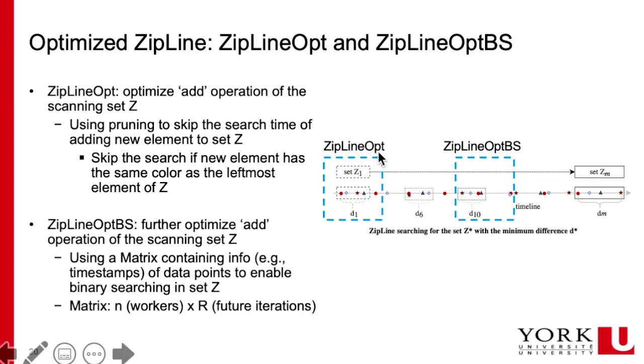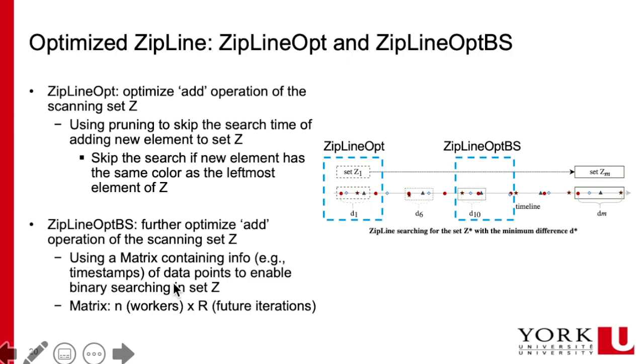Let me give you an example. Here we have ZipLineOpt used, and we add the red dots into the set Z. We will check the leftmost point. Is this red? If it is, we're not going to scan through D to find the same color, since the last one is the same color. Then we add this red in, remove this red out.